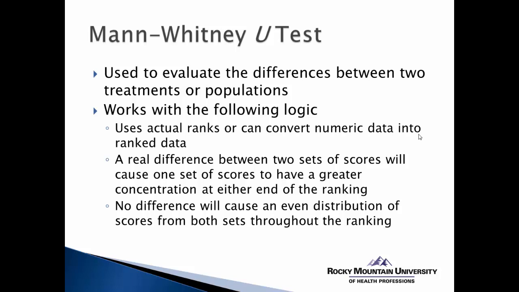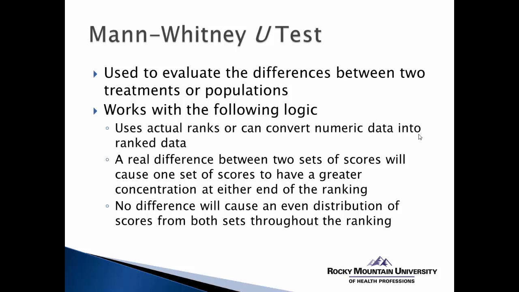So if we have one group that tends to concentrate more towards the higher end of the rankings, and the other group tends to concentrate more towards the lower end of the rankings, then that indicates there's a real difference between those two groups or those two sets of scores. If there is no difference in the distribution of the rankings between the groups, so if there's a kind of random distribution of rankings for people in group 1 versus group 2, then there's no difference between the groups. And so that is typically the null hypothesis, is there will be no difference in the distribution of scores among the rankings.